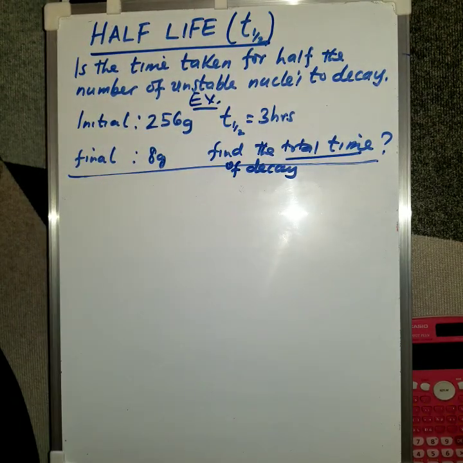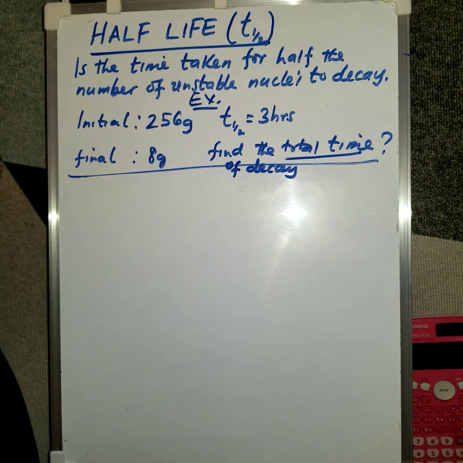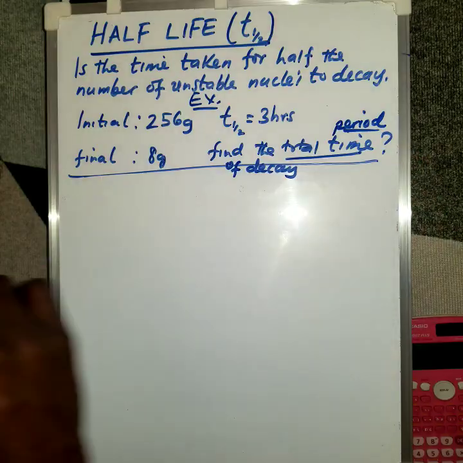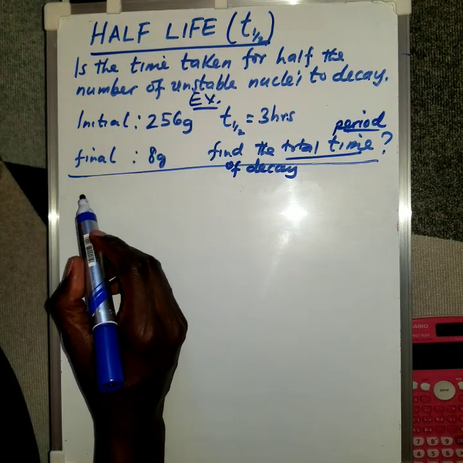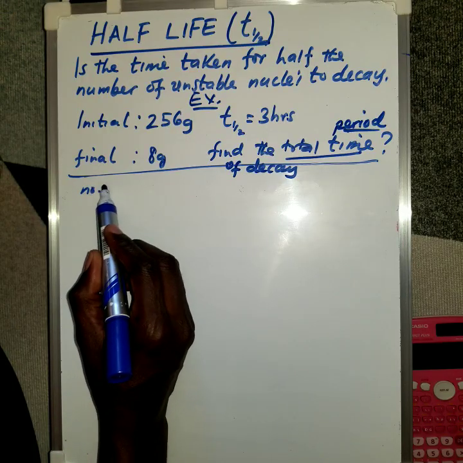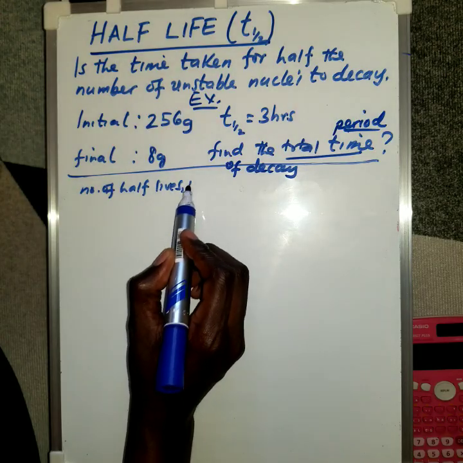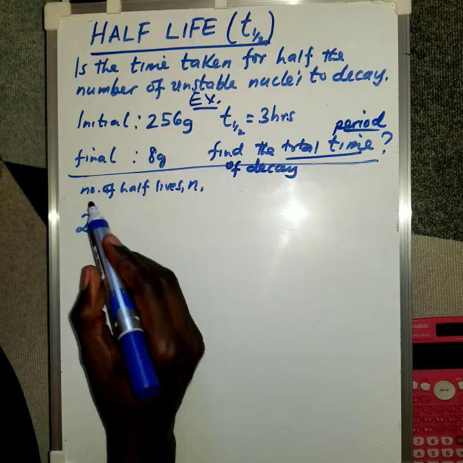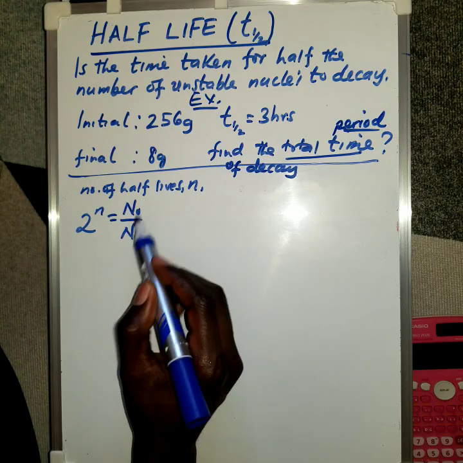That's what they mean by the total time. Sometimes they are going to use the total period of decay. So you can simply use the exponential equation. For you to find the number of half-lives n, we use the exponential equation 2 raised to the power n is equal to N0 divided by N.